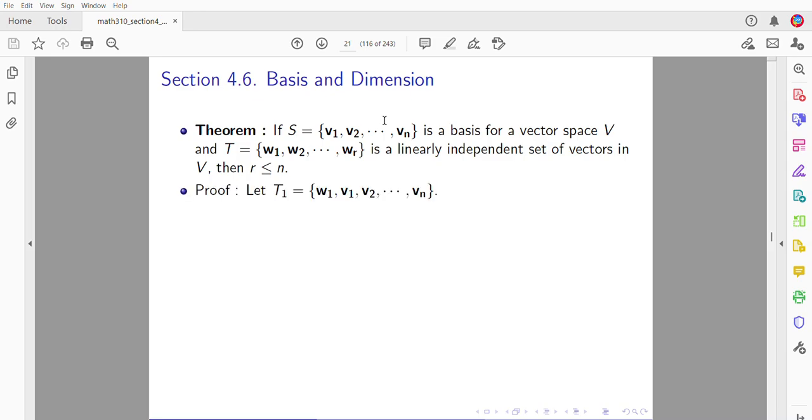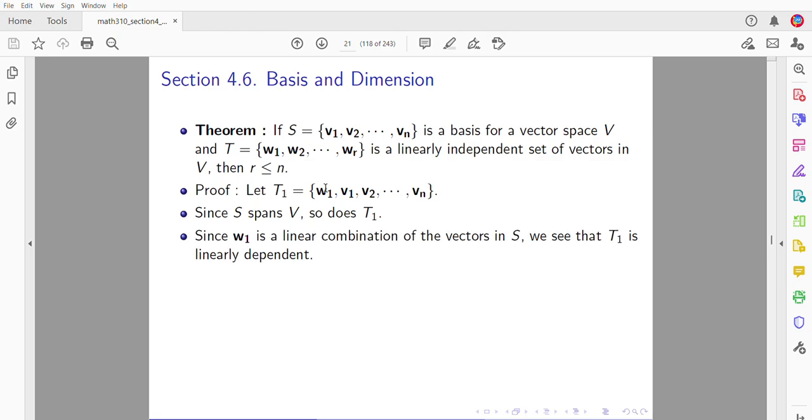Proof. Start with your basis. Add one vector from your linearly independent set, W1. Call that T1. Notice, my original set S spanned V. So, if a set spans V, then a bigger set automatically spans V. So, T1 also spans V. Now, you know that W1 comes from V. It is living in T, but it also comes from V. Everybody comes from V. V is this vector space.